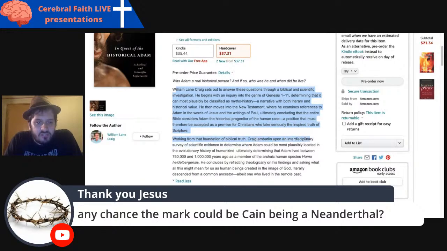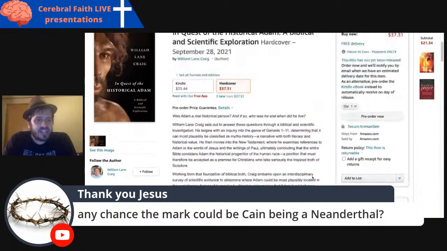Working from that foundation of biblical truth, Craig embarks upon the interdisciplinary survey of scientific evidence to determine where Adam could most plausibly be located in the evolutionary history of humankind, ultimately determining that Adam lived between 750,000 and 1 million years ago as a member of the archaic human species Homo heidelbergensis. He concludes by reflecting theologically on his findings and asking what all this might mean for us as human beings created in the image of God, literally descended from a common ancestor, albeit one who lived in the remote past.